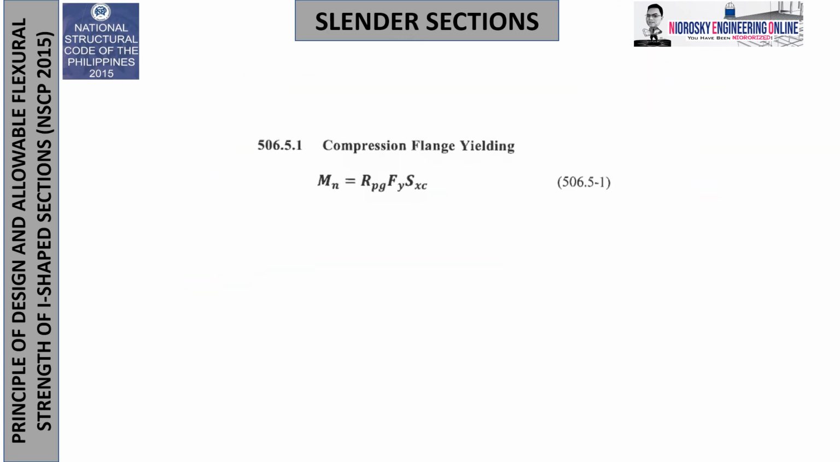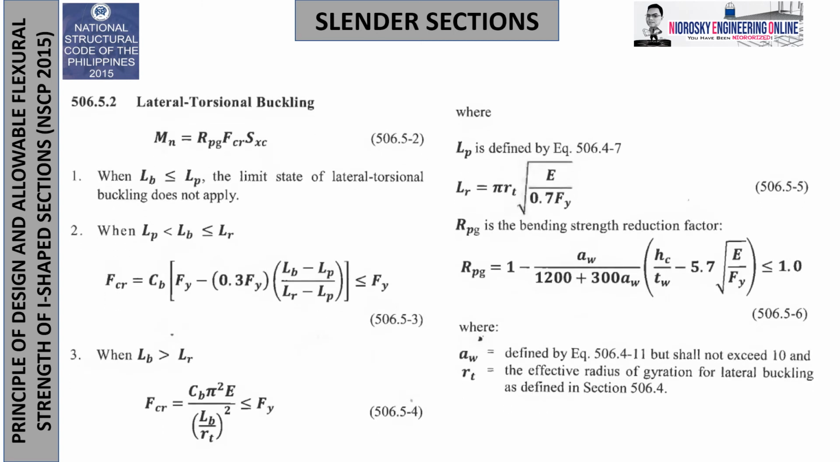So, criteria number 1, compression flange yielding, same again. But what changed is that it is now R sub PG. Okay? 506.5.1. Okay, this next criterion is lateral torsional buckling. So, R sub PG, okay? 506.5.2, same again. We discussed LB, LP, the comparison level.